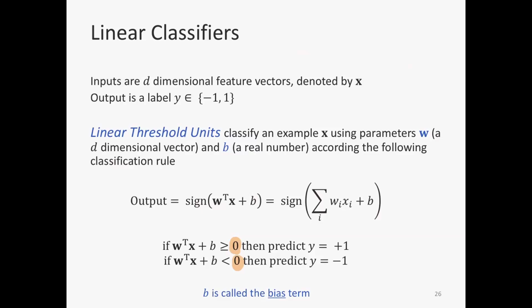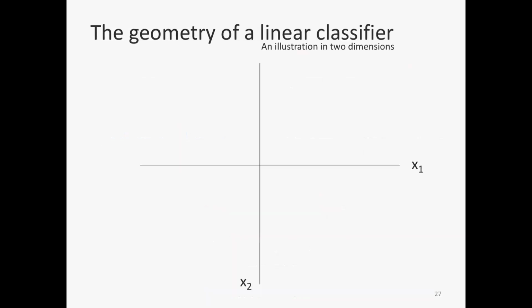It turns out that this linear classifier has a neat geometric interpretation, so I want to spend a bit of time on that. I'm going to illustrate that with a two-dimensional example. Imagine you have an instance space with two features, x1 and x2. So I can draw that as this plane on the screen.